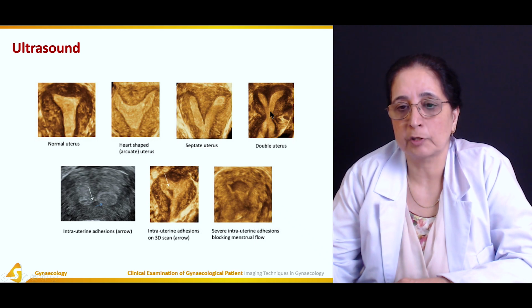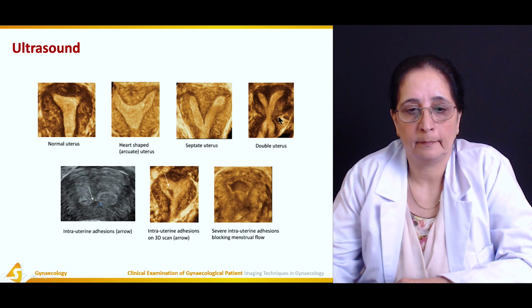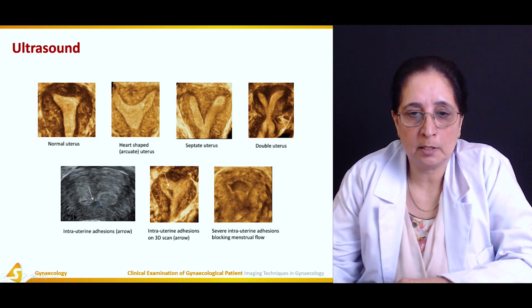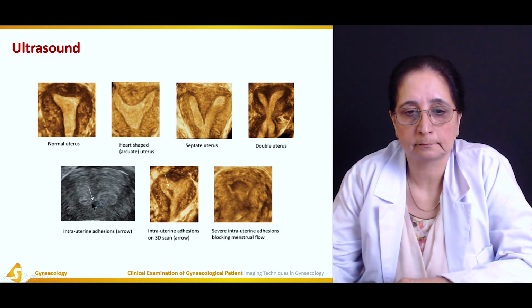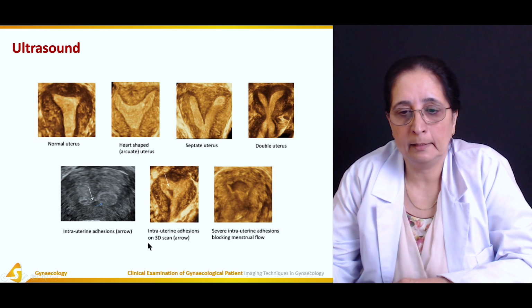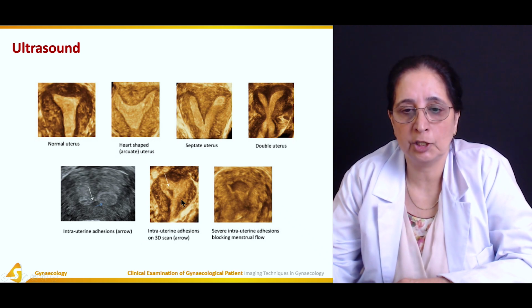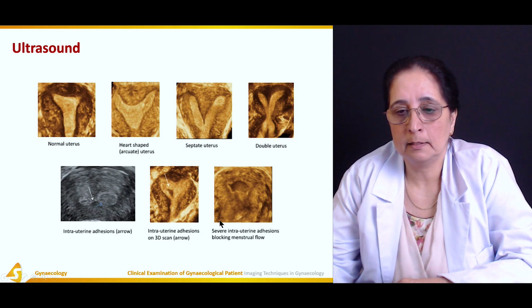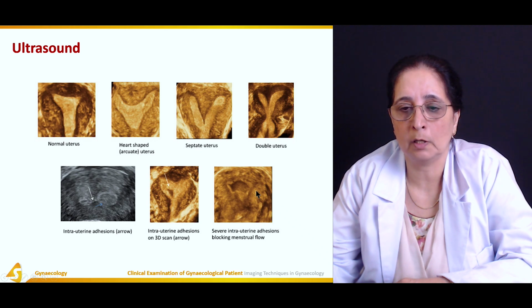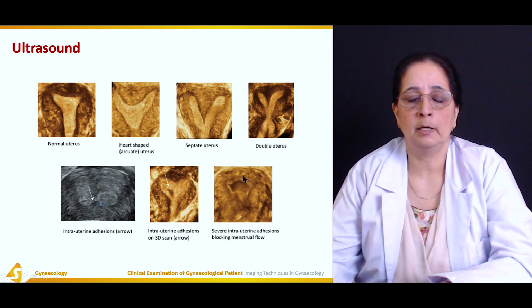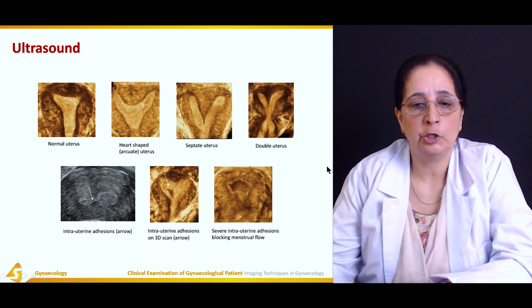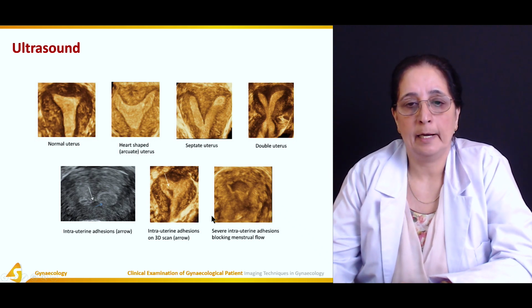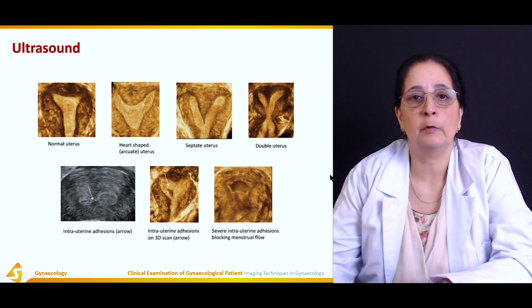This is the double uterus, here, double uterus. These are the adhesions on the ultrasound. You can see the intrauterine adhesions, arrows. And then there are again intrauterine adhesions. And then this is severe intrauterine adhesions, so severe that this can block the menstrual flow. So these are all the pictures taken on the ultrasound of the uterus, showing adhesions and then some abnormalities of the shape of the uterus.